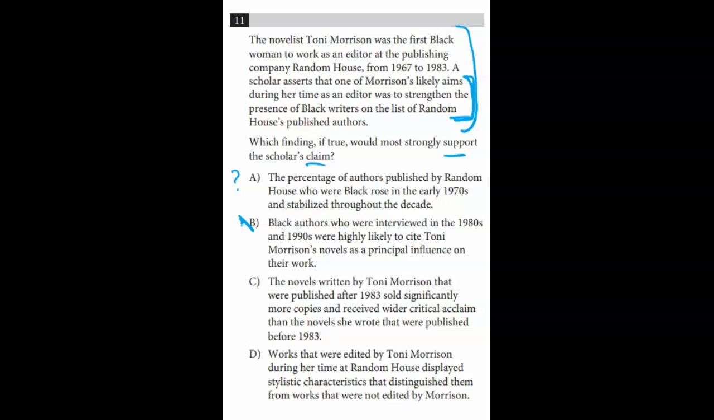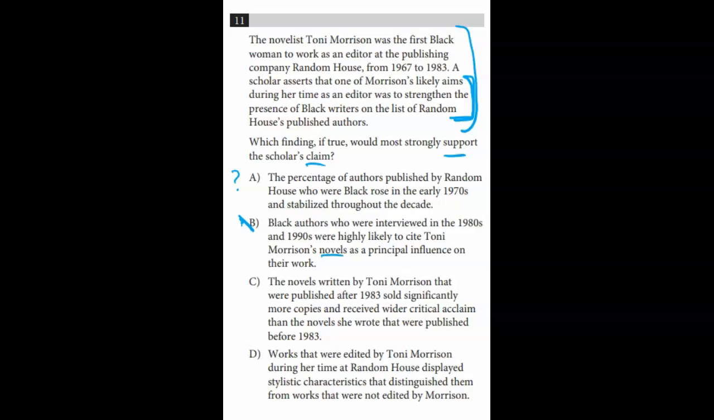No, I don't think that's going to be it because it doesn't really talk about her direct effect on putting out black authors. Because I think what it's implying is her position, she was going to publish more black authors during her time, and that doesn't really say it. It just kind of mentions that after the fact, her influence affected them. And it talks about her novels, not her position at the publishing company Random House.